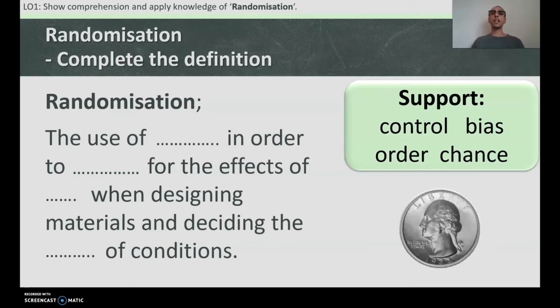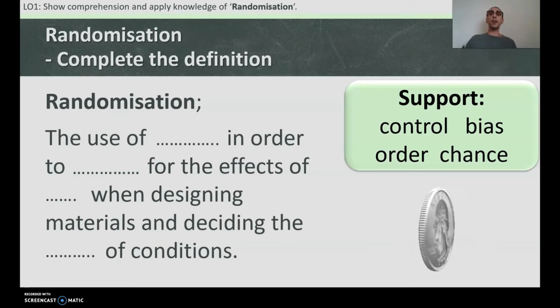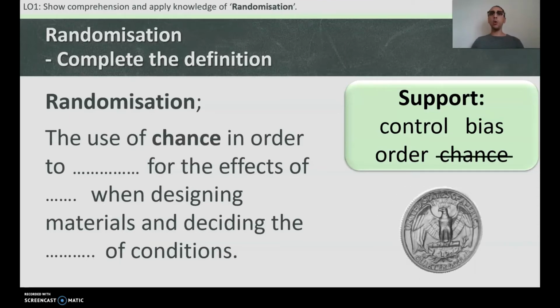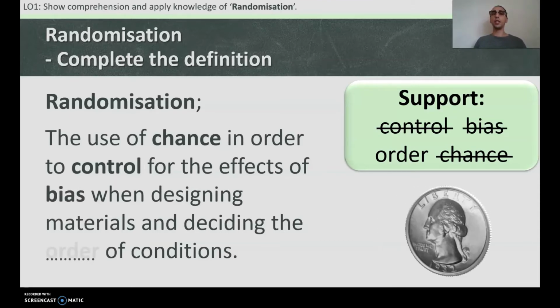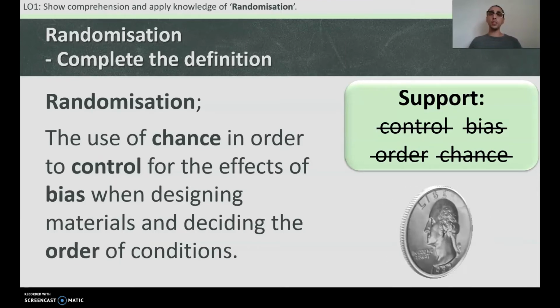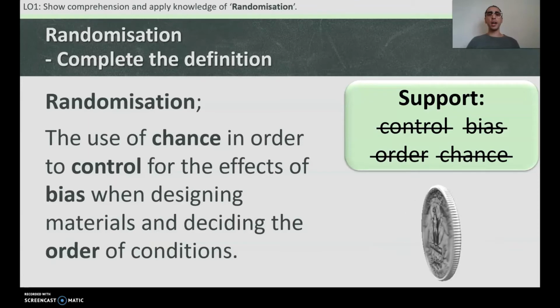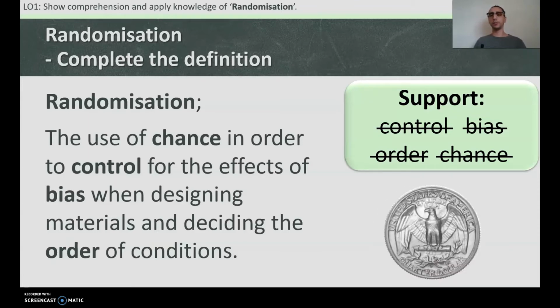Right, so randomization. If you are asked to give a definition of randomization, you need to use the word chance, okay? The use of chance in order to control for the effects of bias when designing materials and deciding the order of conditions. So randomization is the use of chance in order to control for the effects of bias when designing materials and deciding the order of conditions.